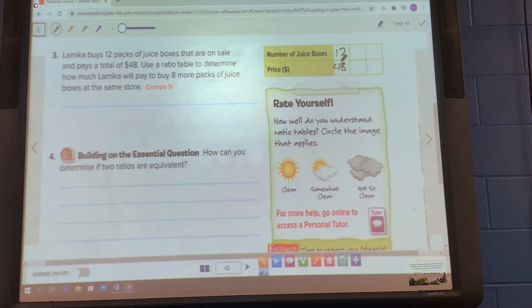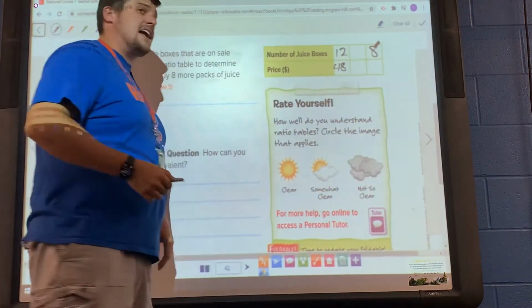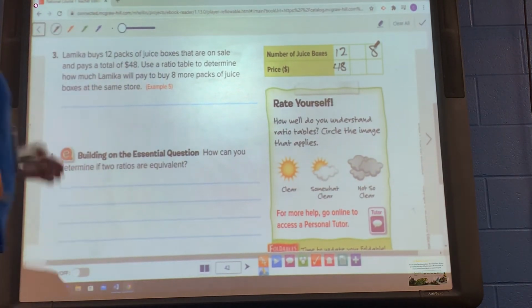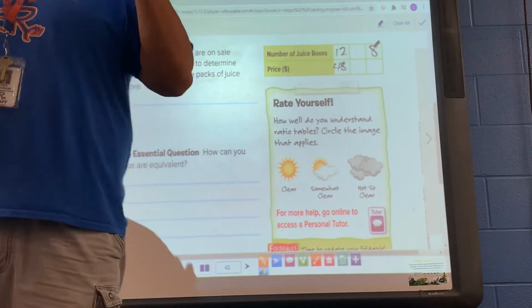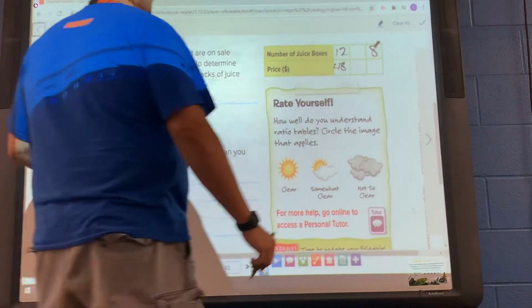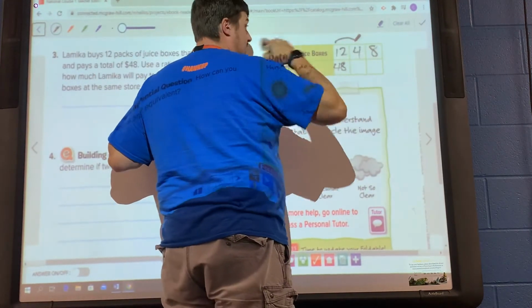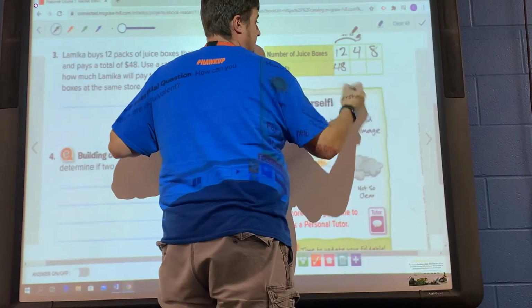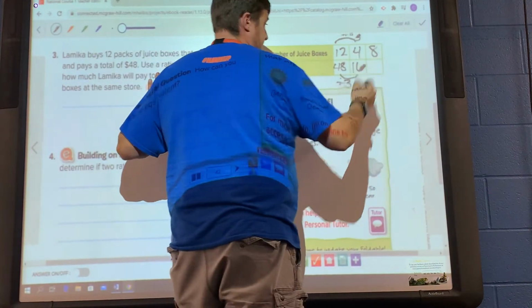We have 12 and 48, so we got to somehow get to 8 packs. So we're going from 12 to 8. Clearly, you cannot just divide or multiply anything to get from 12 to 8. We have to come up with a number that works for both of them. A good number that works for 12 and 8, that's a factor of both of them, would be 4. Because we can scale back. We can divide 12 by 3. Whatever we do at the top, we got to do the bottom. So 48 divided by 3 would be 16.